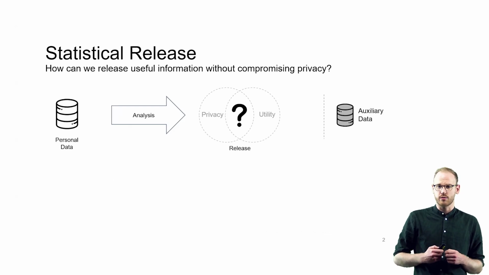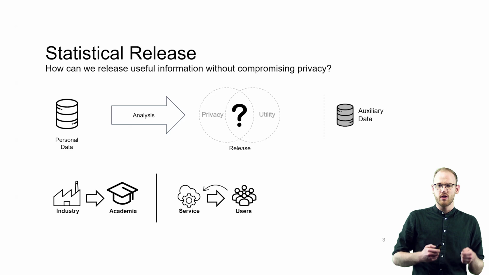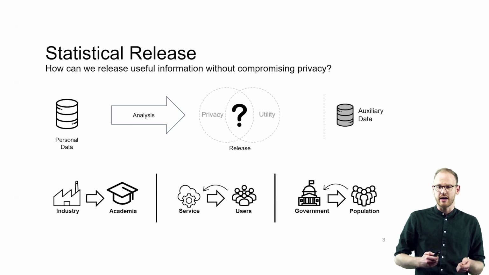There are many scenarios where there's a desire to share valuable information about a population or a group of users without compromising individual privacy. For instance, as academia, we desire to have access to industry-collected data to answer research questions. However, this is often challenging as organizations cannot share these insights due to privacy considerations. Similarly, when service providers or government agencies release public statistics, they must navigate the delicate balance between providing useful data and protecting the privacy of individuals in their dataset.